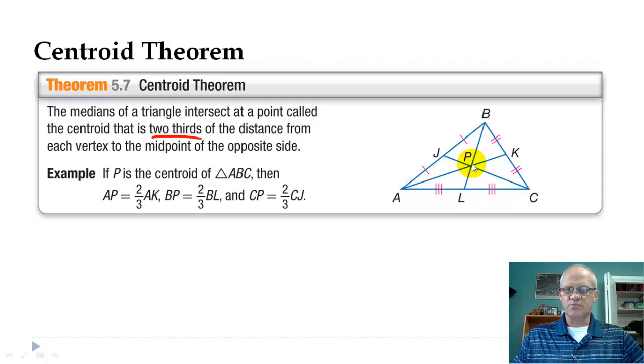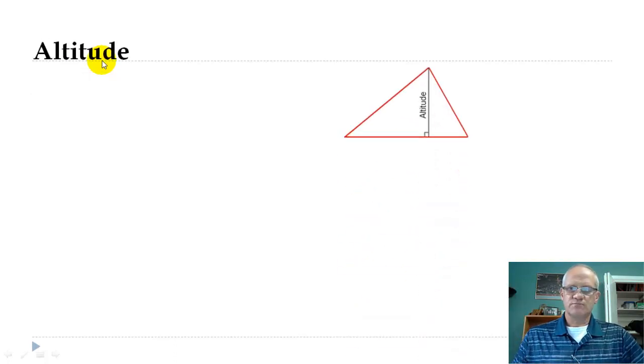From A to P is 2/3 of the distance, and then from P to K is 1/3. So again, knowing that, you could solve some problems. We're not going to go into that today, but just know that there is this thing called the centroid, and if you can remember the 2/3, 1/3 thing, great. If not, you'll see it later.